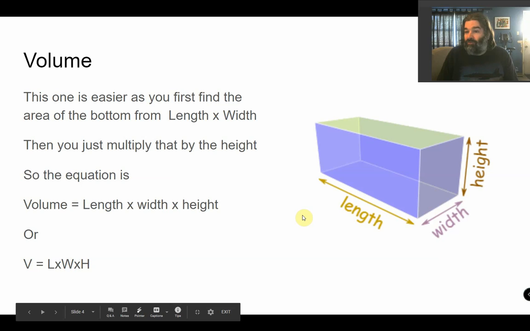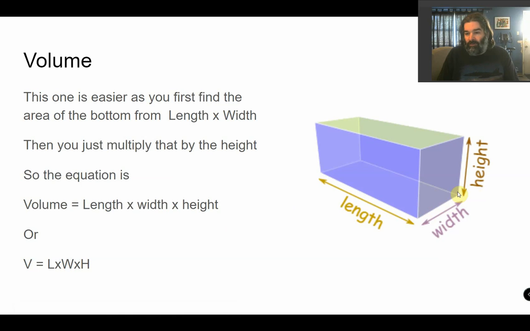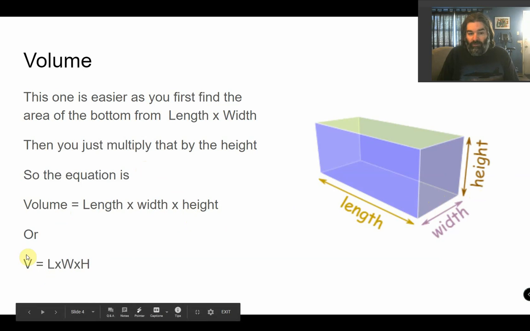For volume, it's actually really easy because you find length times width to find the area of the bottom, and then you just multiply it by how many levels you have, which is basically the height. So the equation is length times width times height. Or if you want to shorten it, and that's why we use letters rather than words, just so we don't have to write as much: V equals L times W times H.